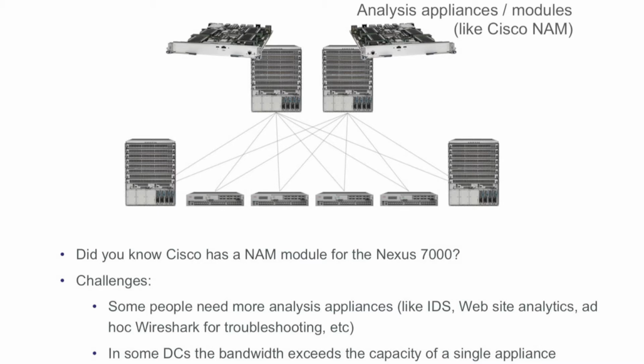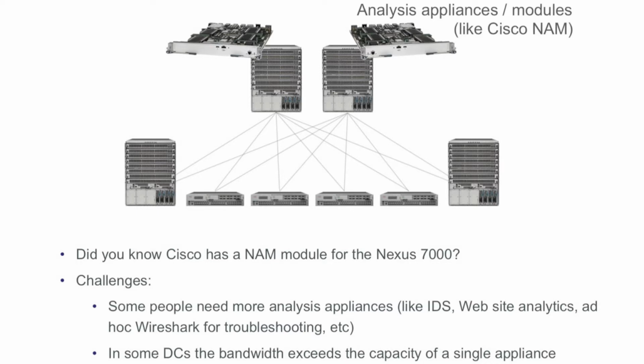Well, if you think about how traffic is analyzed today in most data centers, this is based on a very simple design based on aggregation and access switches where you connect a couple of analysis appliances to your aggregation switches. These analysis appliances can be either service modules for Catalyst 6500 or for Nexus 7000, or appliance form factors where you analyze traffic. This approach has a couple of drawbacks.